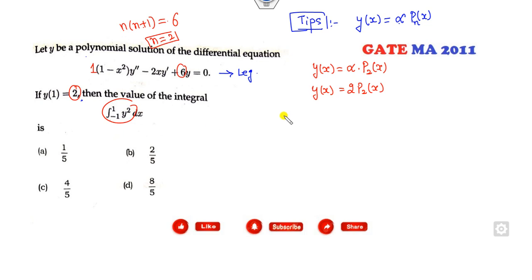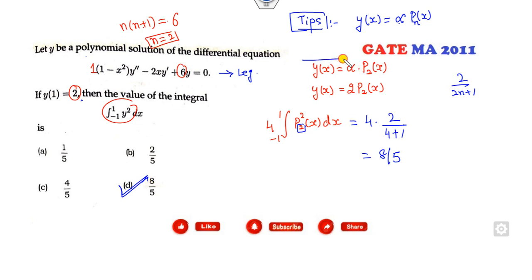Now I can substitute here. What is the answer of this? 4 is outside, it's P2 squared. Now what is the solution of the P2 squared integral? It is 2 over 2n plus 1. So n is my 2, so it's 4 plus 1. The right answer is 8 over 5.